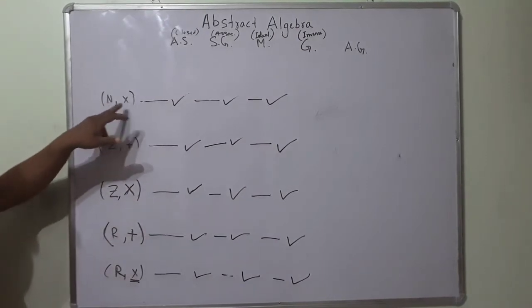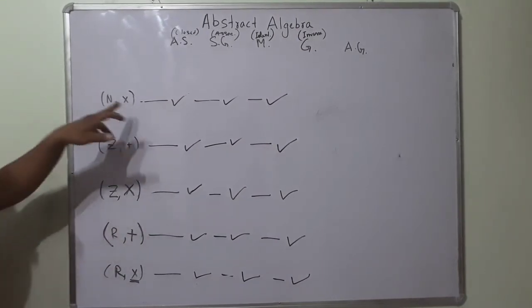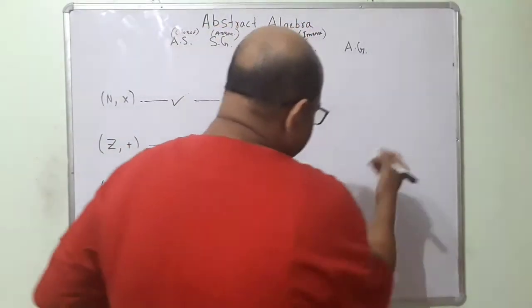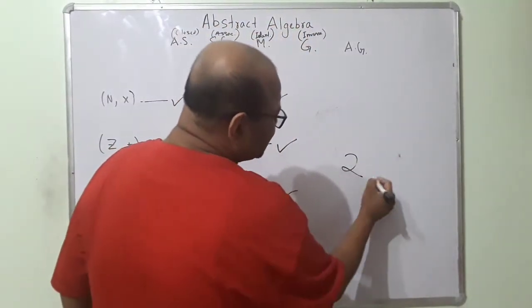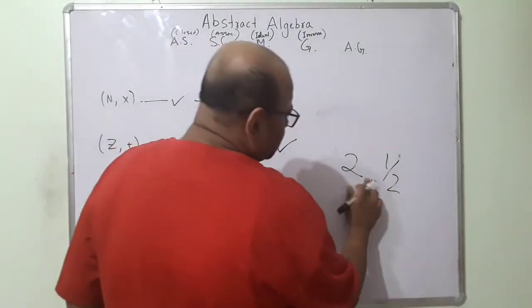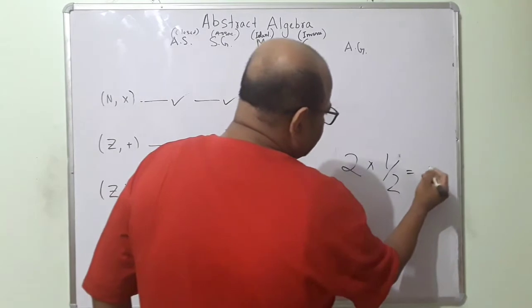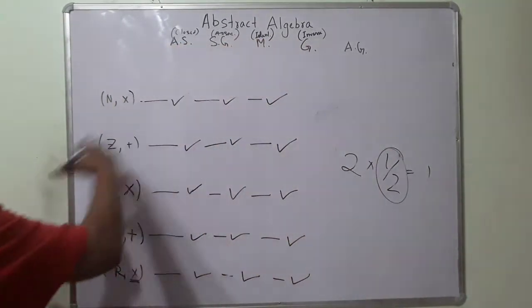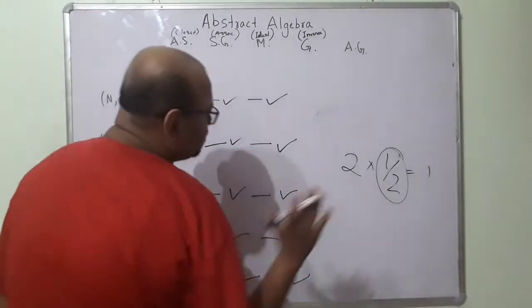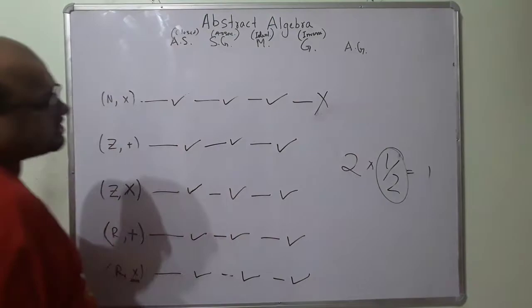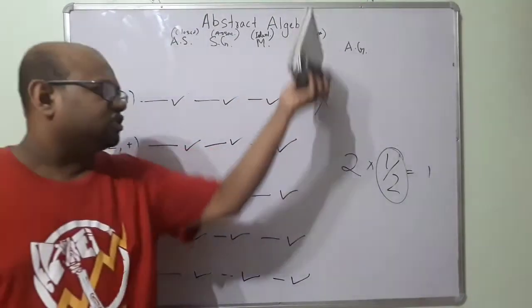In case of natural numbers and multiplication, my multiplicative inverse for 2 is 1 by 2. So when I multiply 2 with 1 by 2, I get 1. Does 1 by 2 belong to my set of natural numbers? 1 by 2 does not belong to my set of natural numbers, right? So this is not a group. This inverse does not exist.